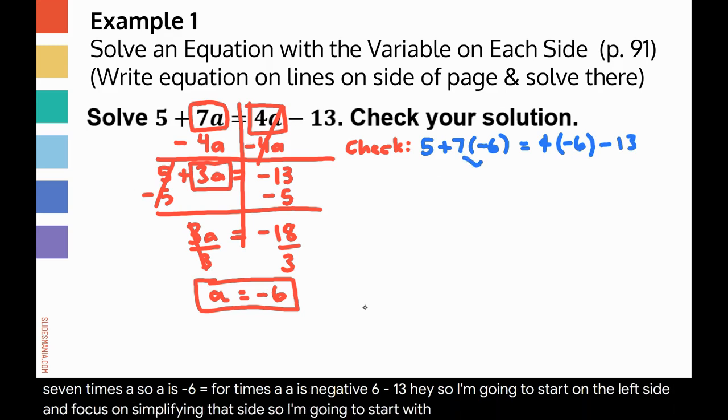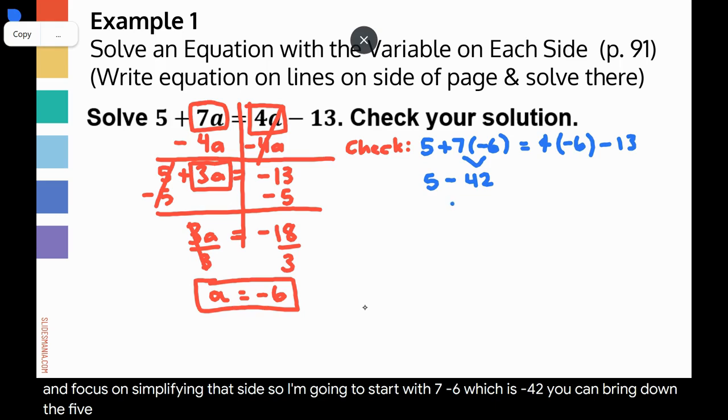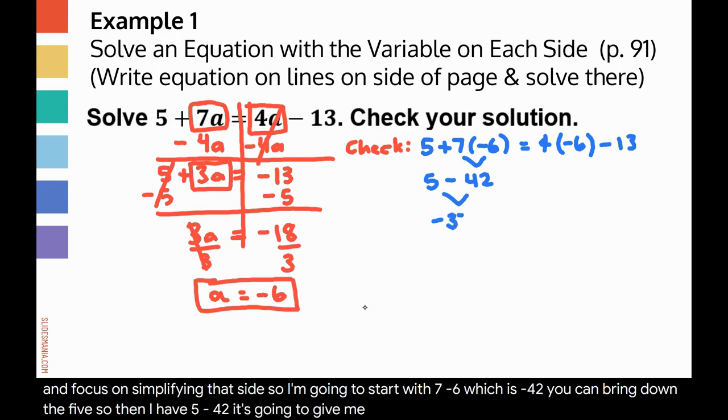Okay, so I'm going to start on the left side and focus on simplifying that side. So I'm going to start with 7 times negative 6, which is negative 42. You can bring down the 5. So then I have 5 minus 42. It's going to give me negative 37.